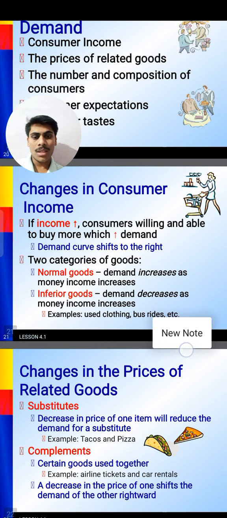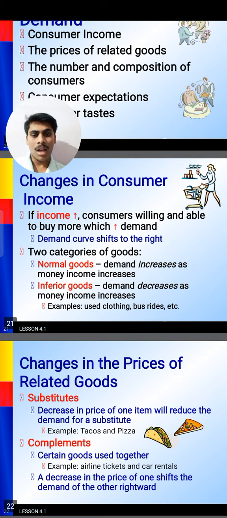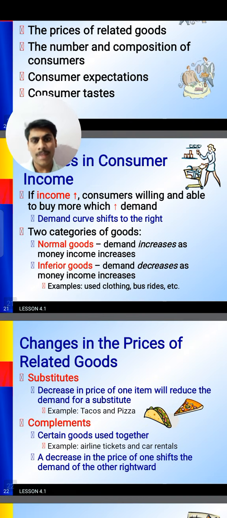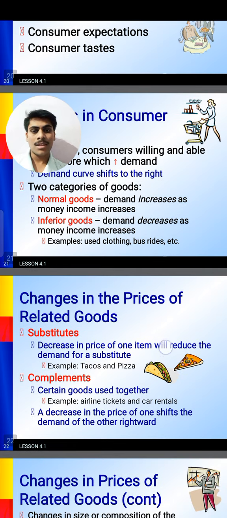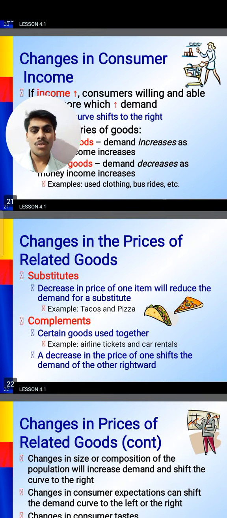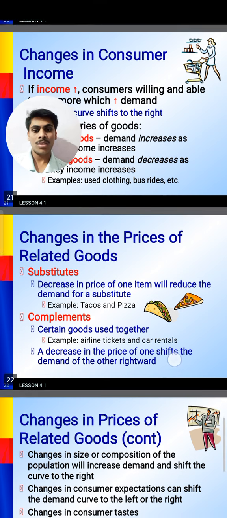An example is clothing and bus riders, etc. These are examples of inferior goods. Inferior goods simply means that demand decreases as money income increases. Next we go for changes in the prices of related goods.